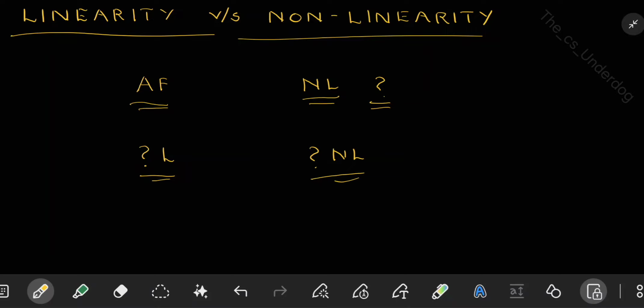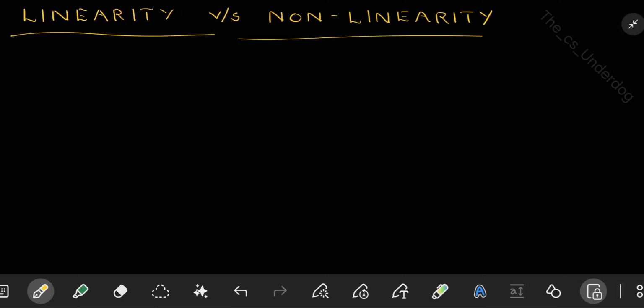The reason we are having this lecture here is that this clarity will help you in all the upcoming lectures as well, where we are going to discuss more activation functions. Let us understand in detail what is linear and what is non-linear. First thing is what is linearity.